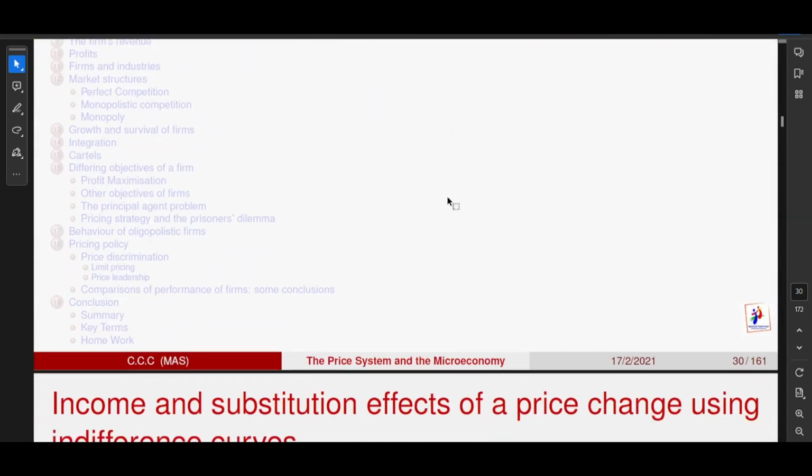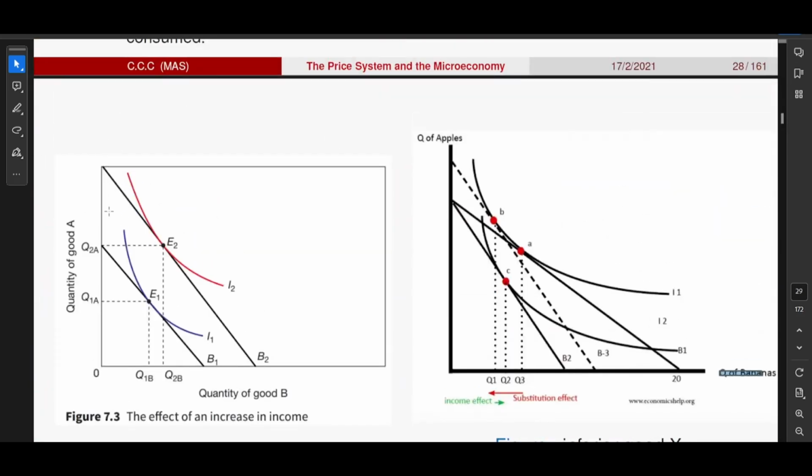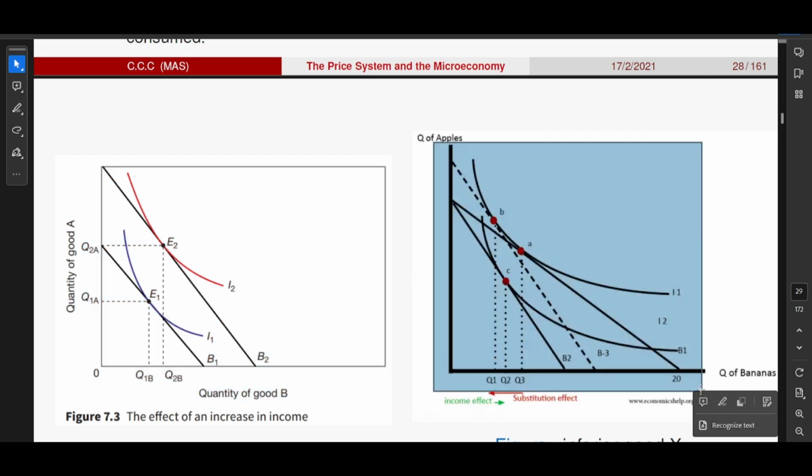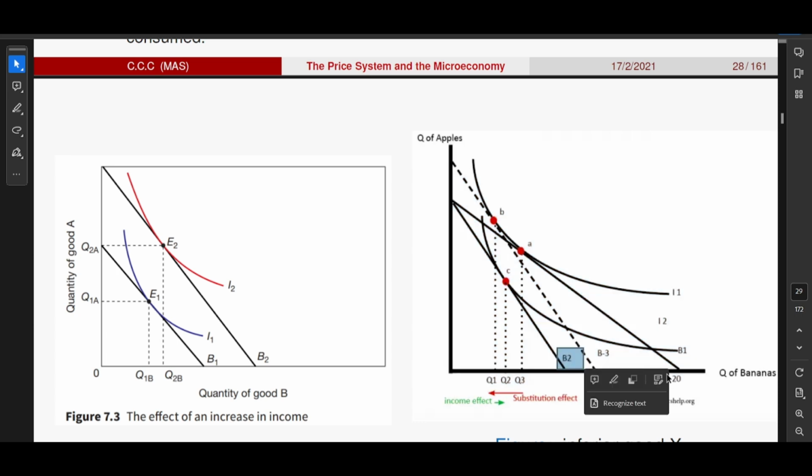So let's continue. We know how your budget curve can change, right? Either your nominal income has increased, or your real income has changed. In this case, your real income has decreased, your purchasing power has decreased, because the price of one good has increased. The reverse can happen, as we saw in the other graph below. The price of a good goes down, so this would have been B1, and it moves to B2, which means you can now buy more of either good.